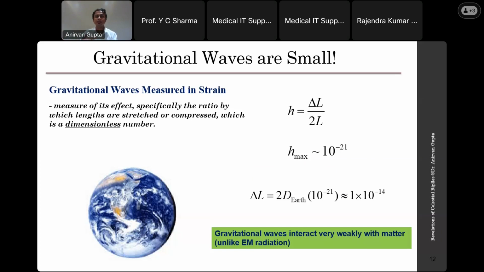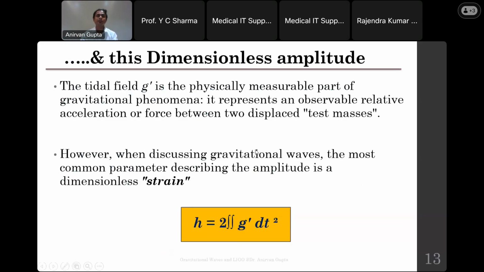Okay, so that is where the tensor comes into the picture, and the two polarization states are related to this. h is given by delta L over 2L. For the Earth, this is about 10 to the minus 21, that is delta L about 10 to the minus 14. Gravitational waves therefore interact very weakly with matter, unlike electromagnetic radiation.